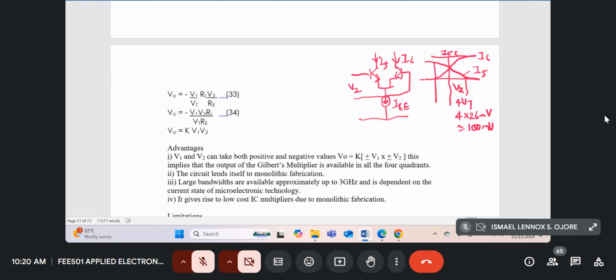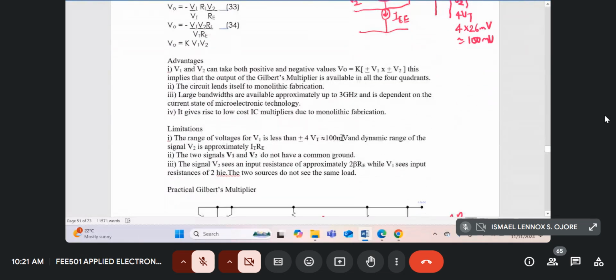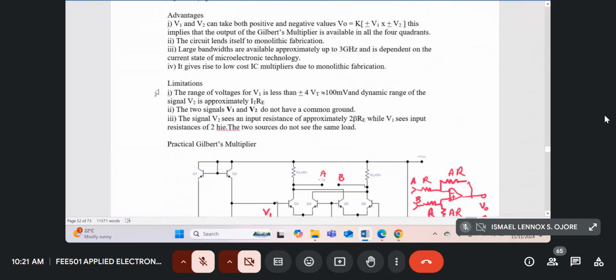So that's not very useful alone, because we want a wide dynamic range. We want to multiply maybe signals which are 10 volts times 10 volts, or plus minus 10 volts times plus minus 10 volts. Okay, so by including RE, we can extend this range a bit, as we shall see. So that's what we concluded in the last class. So these are the summaries of the last class.